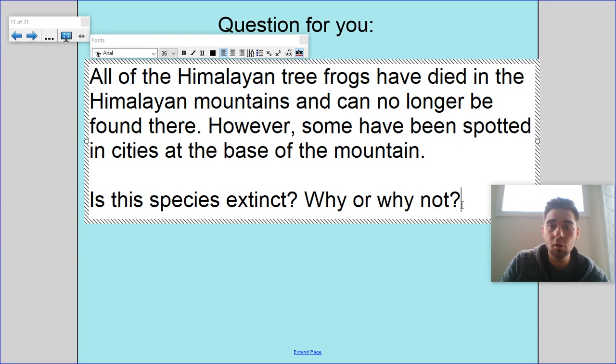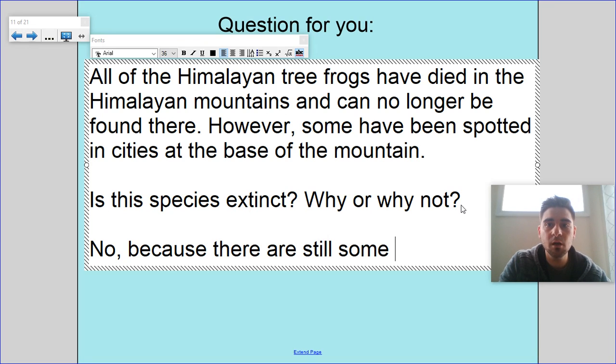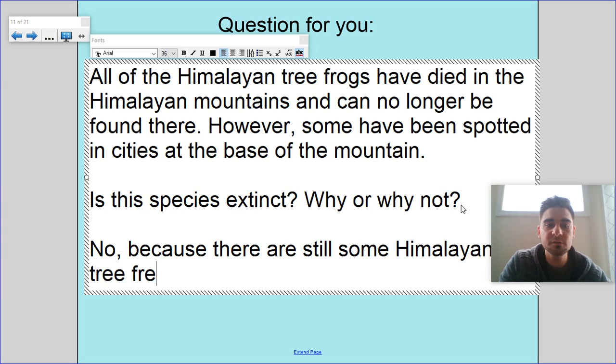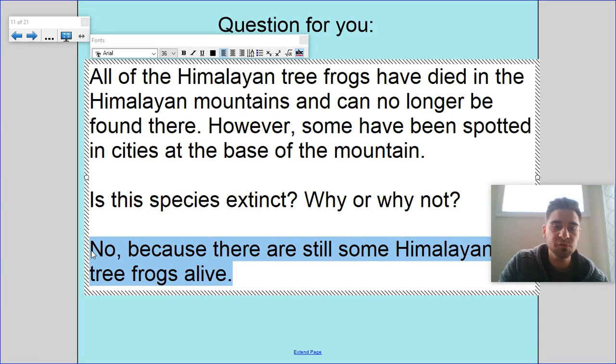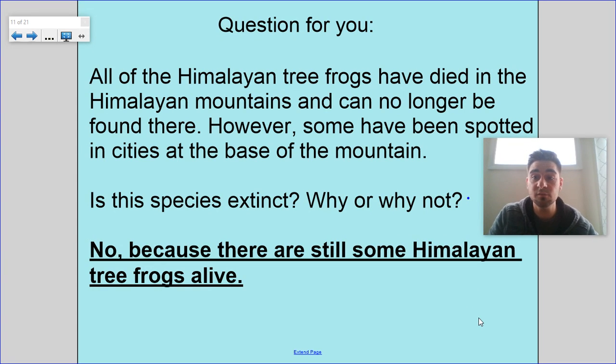Okay, so hopefully what you've come up with is the answer is no. The species is not extinct because there are still some Himalayan tree frogs alive. So remember, in order for something to go extinct, every single member of the species has to have died off. Here, the species has not gone extinct because there are still some Himalayan tree frogs alive. Okay, so just because from one region something has died off doesn't mean that it's extinct.